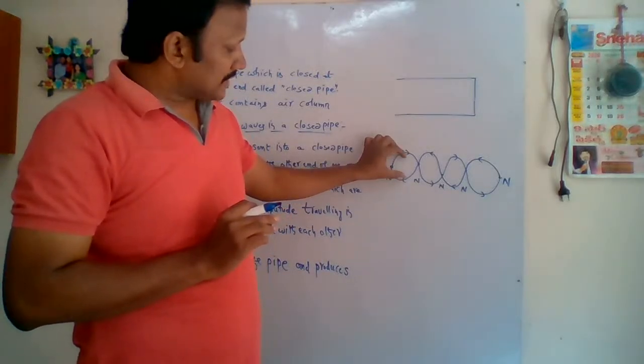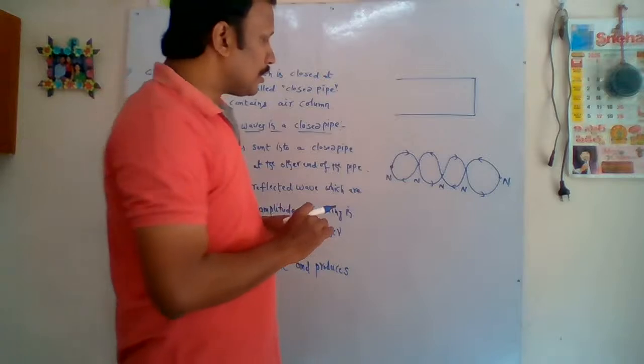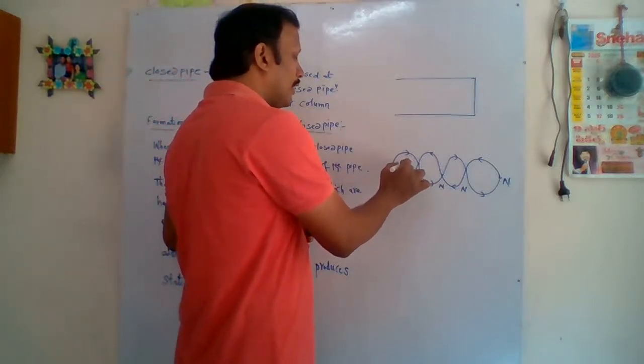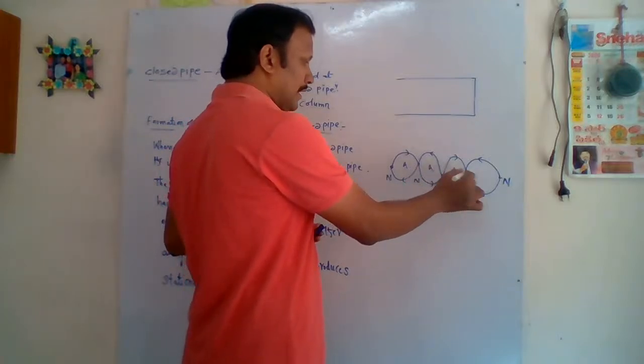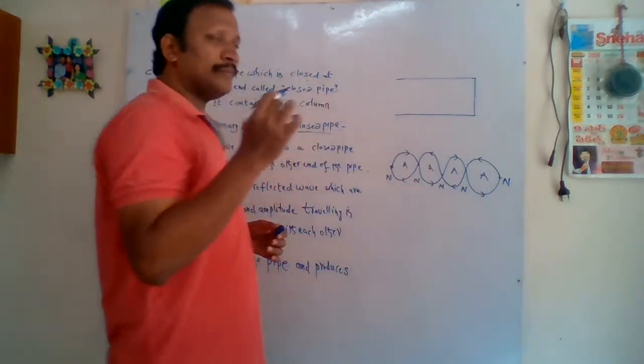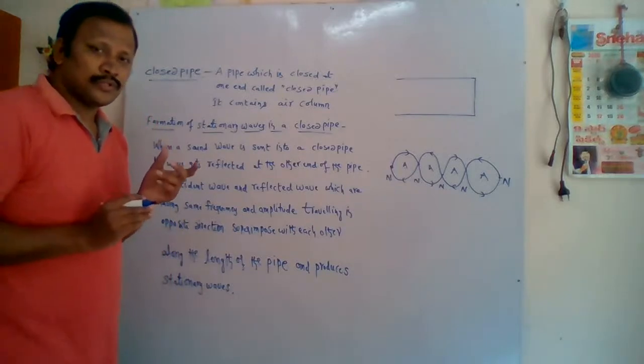From here to here, maximum displacement is there. So this gap is nothing but what here? Antinode. At antinode, what happens? Displacement becomes maximum. So here also we'll get antinode, here antinode, here antinode. So finally, how are stationary waves produced?